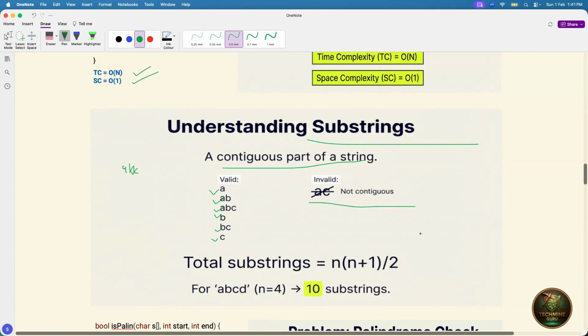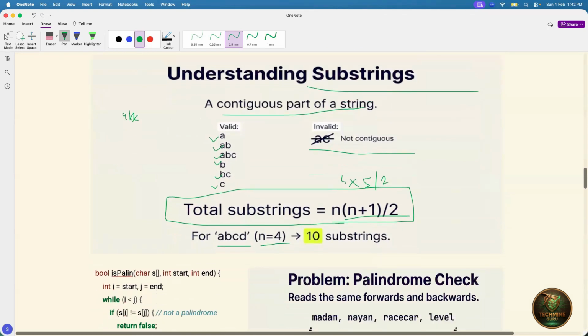How do we find the total number of substrings present in a string? We find the length of the string, and we simply apply the same formula which we applied in calculating the total number of subarrays, which is n times n plus 1 divided by 2. For the example ABCD, the length is 4. If we keep n as 4 in the formula, we get 4 into 5 by 2, which gives us 10 substrings, right?